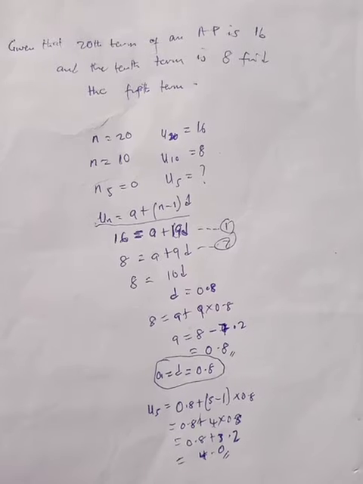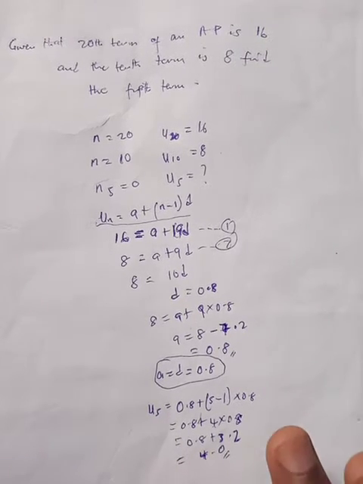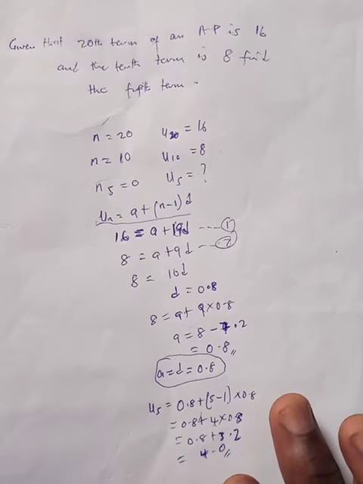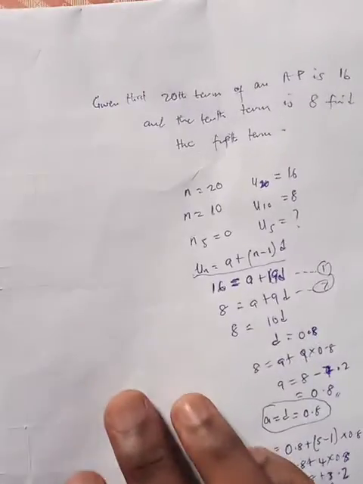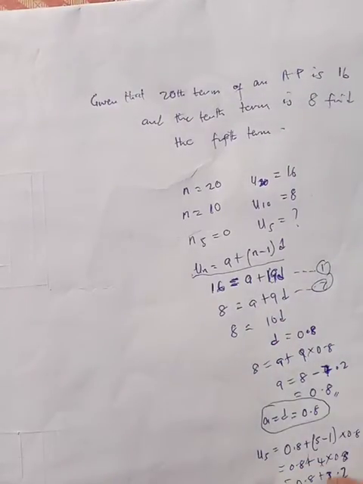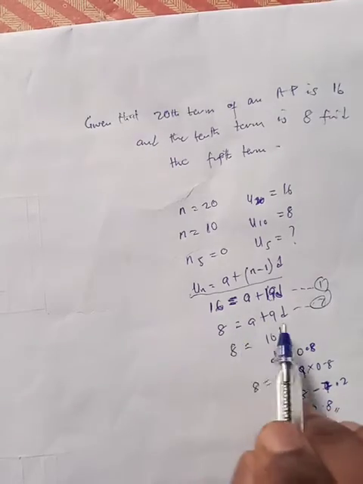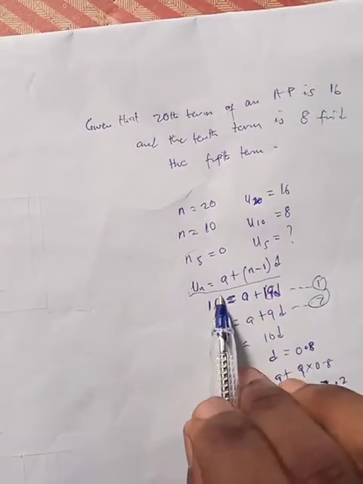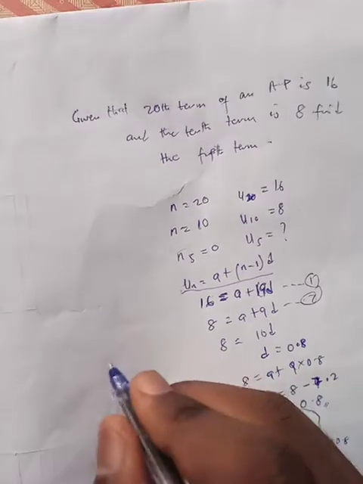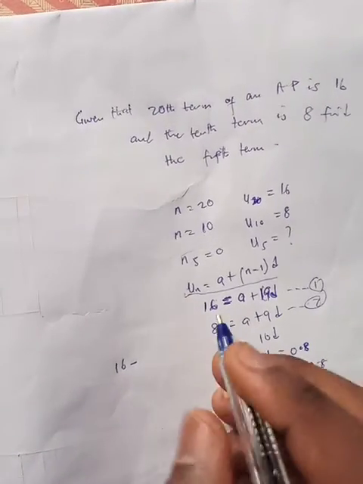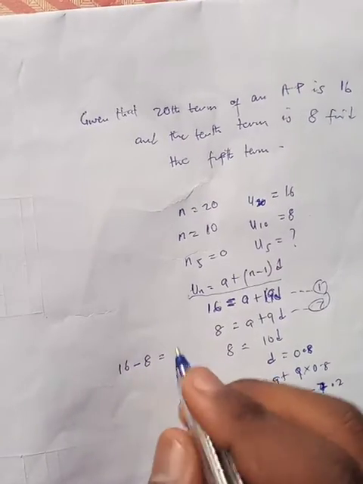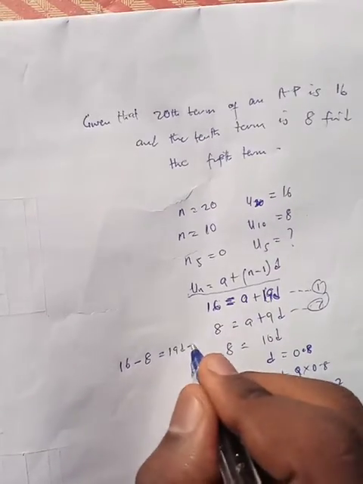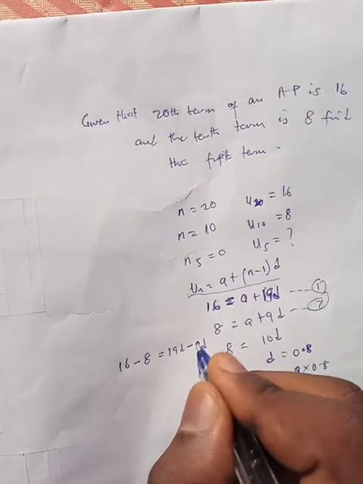But guys, the way I wanted to show you is here. Very simple. How did I get that way? The shortest way. You take this minus that, like we did here. We'll have 16 minus 8 is equal to 19d minus 9d. Have you seen that, guys?